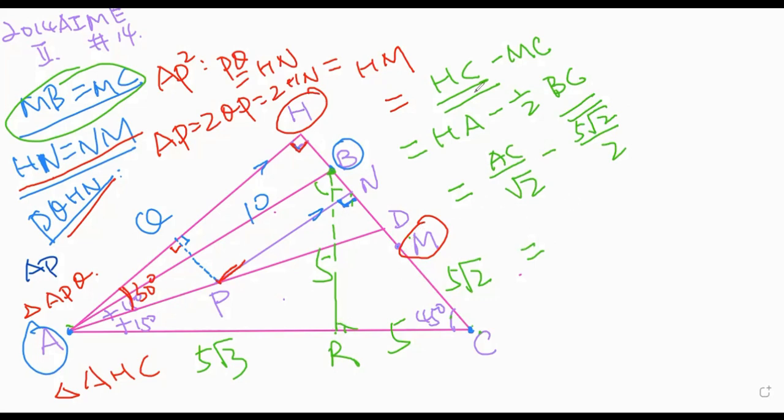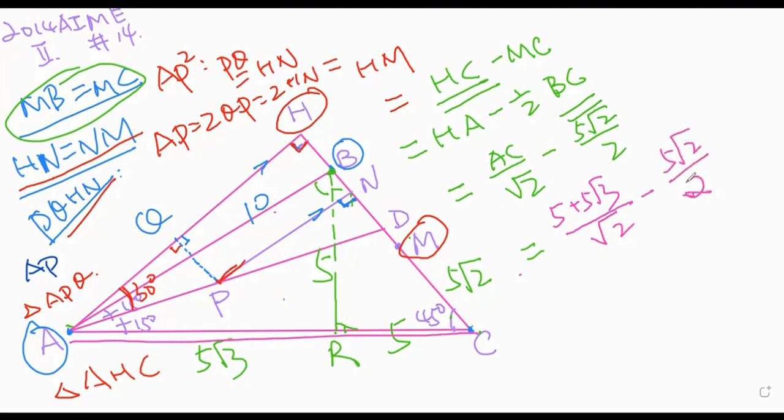AC equals, let me change to this color, 5 plus 5 square root of 3, right? This one over square root of 2, minus 5 square root of 2 over 2. Okay, so each side we can divide by square root of 2. Right? So now they have the common denominator. Now 5 minus 5, nothing. So only 5 square root of 3 was left.